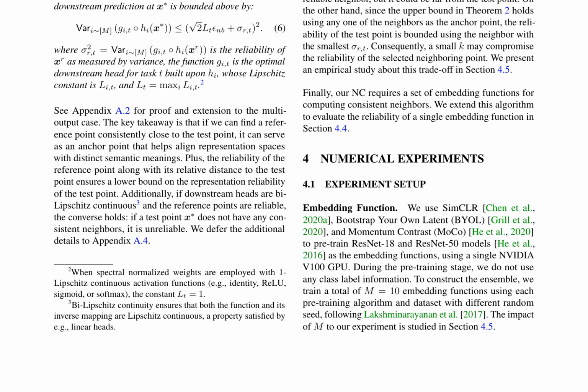The parameter k involves a trade-off between choosing a neighborhood closer to the test point and increasing the chance of incorporating a more reliable neighbor. A large k may result in selecting a reliable neighbor, but it could be far from the test point, while a small k may compromise the reliability of the selected neighboring point.